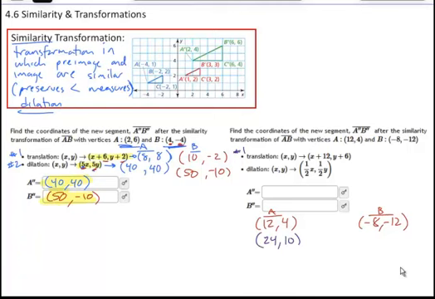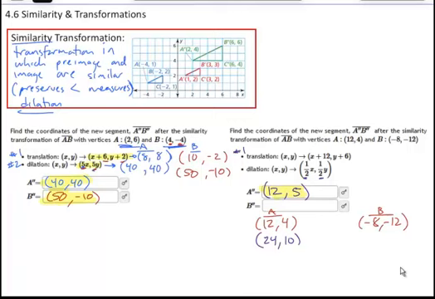So here would be my first iteration of the transformation. And then I'm going to multiply by this scale factor of 1/2. If I multiply 24 by 1/2, I get 12. And if I multiply 10 by 1/2, I get 5. That would be my new point. Same with the B's.